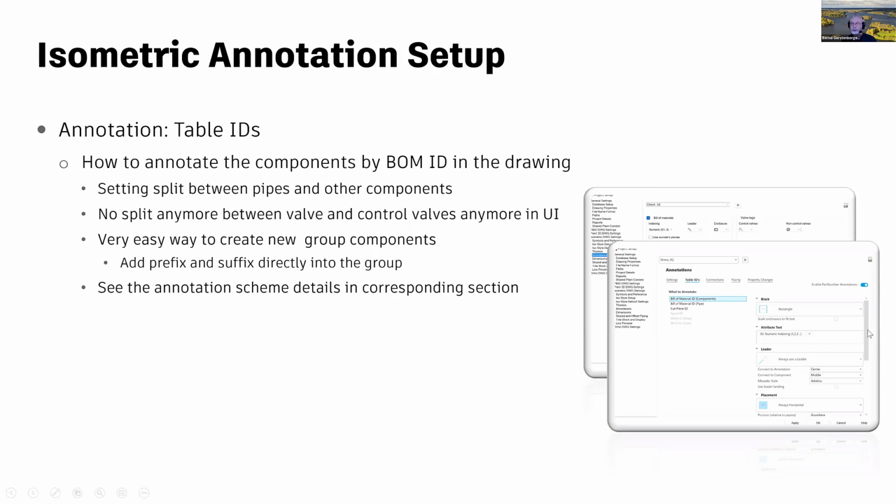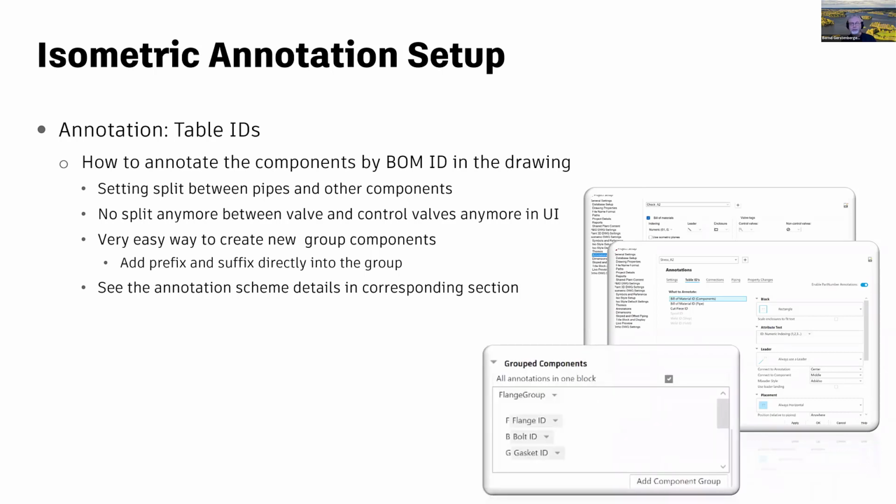It is also very easy to create new group components. If you scroll down with the slider a little bit, you will find the group components. You can just click here, add component group, and a new dialog pops up. You just have to check which components you want to list for that new group components scheme. It's also very easy to add a prefix and suffix directly into a group. Just point the mouse before or after the property and enter text, like it was done here with F before flange ID and B before bolt ID.